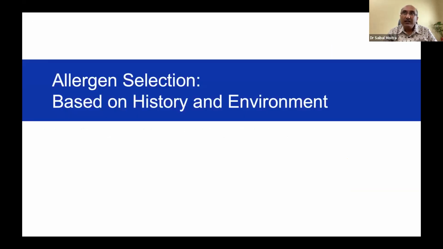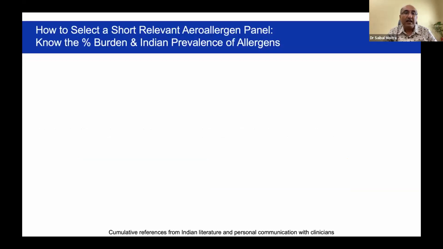So depending upon the entire history that we have taken, which is based on the history of the patient's disease and the environment, we select the allergens. So how do we select a short, relevant allergen panel? I'm not talking about food allergy today because it's mainly respiratory allergy that we're concentrating on. We do not test for everything. We need to have a short, relevant allergen panel, maximum 10 or 12 allergens, maybe.